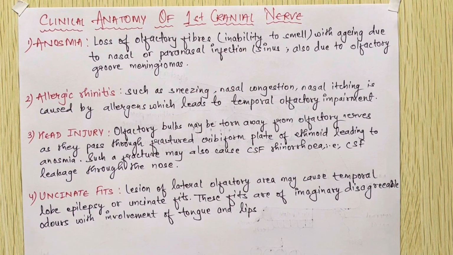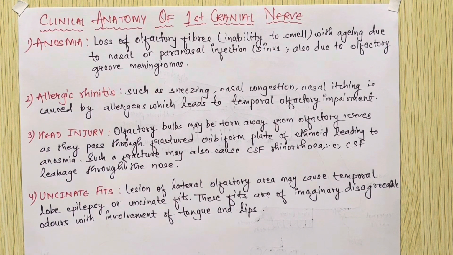Olfactory bulbs may be torn away from olfactory nerves as they pass through a fractured cribriform plate of the ethmoid, leading to anosmia. Such a fracture may also cause CSF rhinorrhea, that is CSF leakage through the nose.